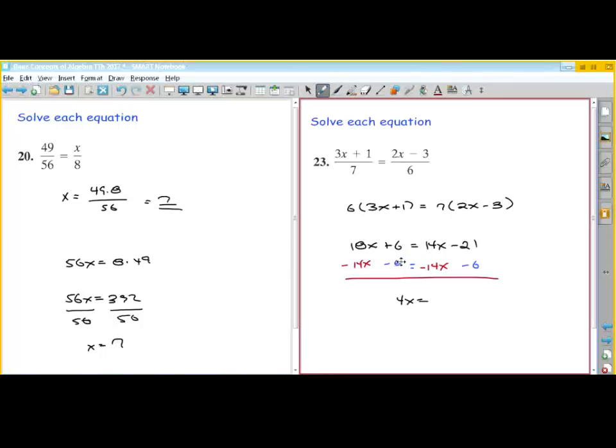18 minus 14 is 4. This goes to 0. This goes to 0. This goes to -27. And then you divide by 4. So you get x is equal to -27/4.